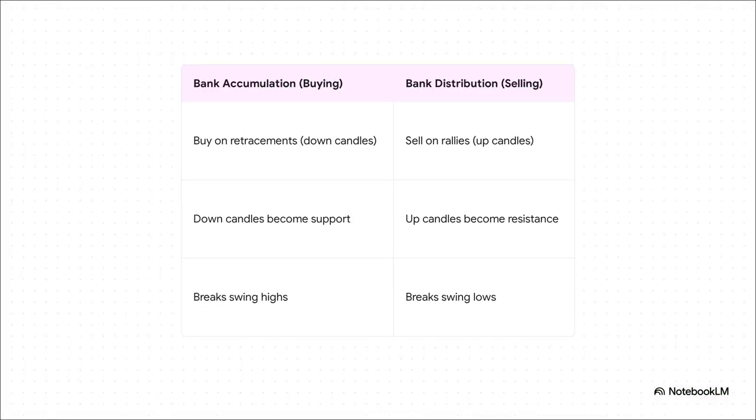And here's the secret decoder ring. In a bullish market, when price is going up, institutions are accumulating. They aren't chasing the highs with everyone else. Nope. They're buying on the dips, on the down candles, and those down candles then become support. Now, flip that for a bearish market. Institutions are distributing. They're selling into the rallies on the up candles, and those up candles become the new resistance that pushes the price even lower.